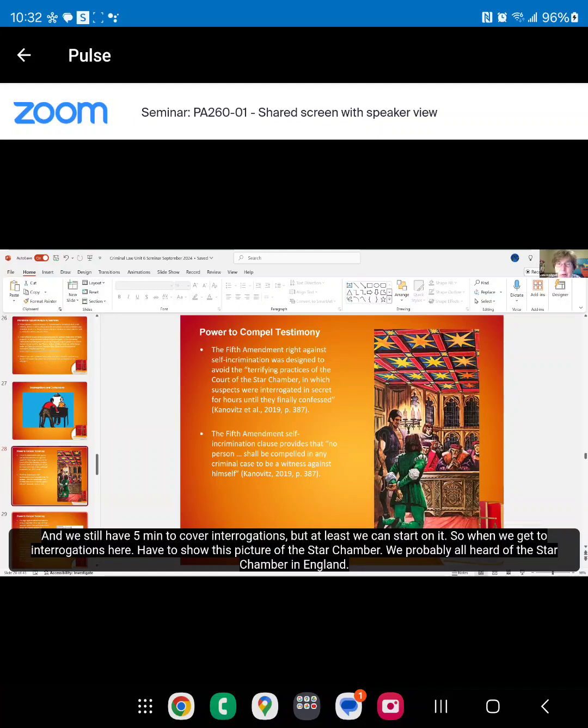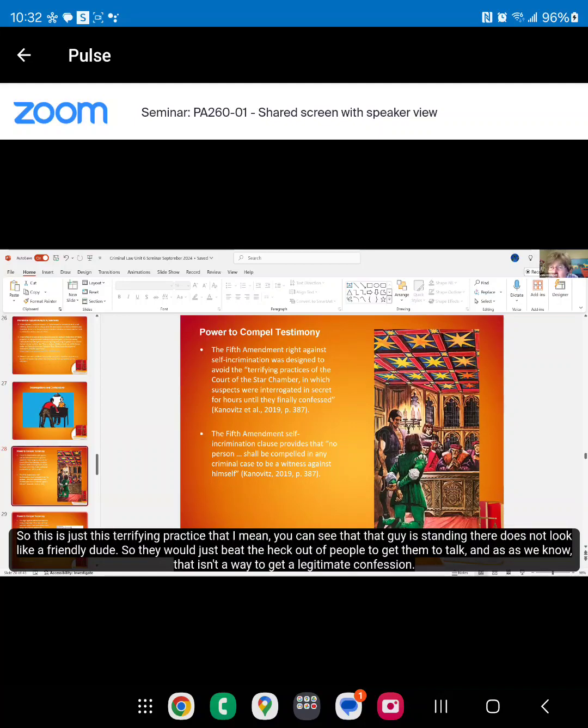You've probably all heard of the Star Chamber in England. So this is just this terrifying practice that, I mean, you can see that guy standing there does not look like a friendly dude. So they would just beat the heck out of people to get them to talk. And as we know, that isn't a way to get a legitimate confession.